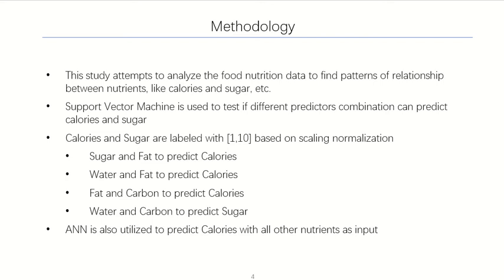Then I tried different combinations to predict calories. The first three combinations are using the sugar and fat to predict calories, using water and fat to predict calories, and the fat and carbon combination. And I also tried to use water and carbon to predict the sugar. And finally, an ANN neural network is also utilized to predict calories with basically all other nutrients as input.